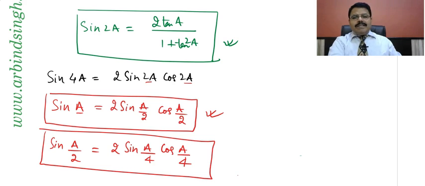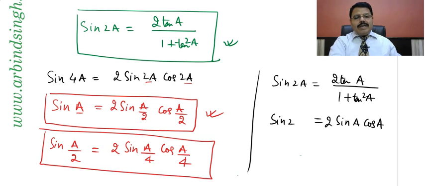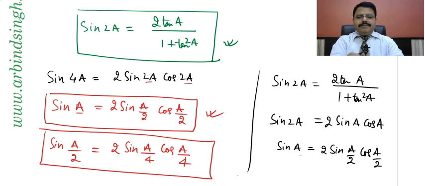So basically, you have to learn in this discussion that sin 2A is equal to 2 sin A cos A, and one more formula is 2 tan A upon 1 plus tan square A. These are the two formulas for sin 2A. And anywhere if sin A is written, you may write 2 sin A by 2 cos A by 2. I hope you got it, isn't it?